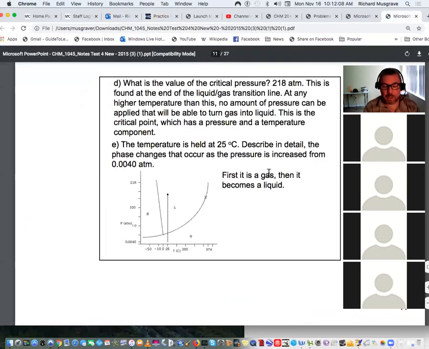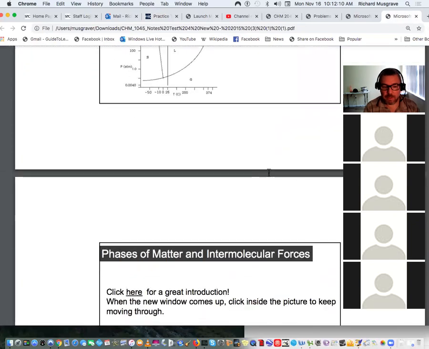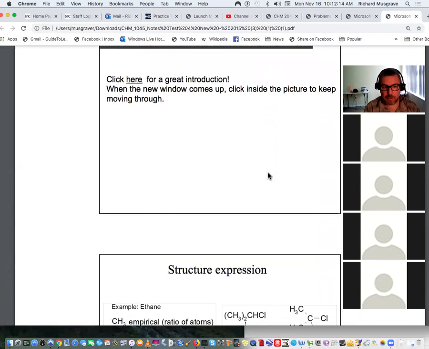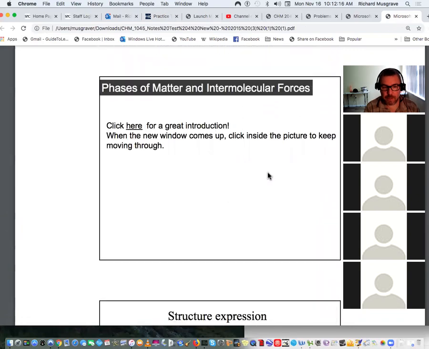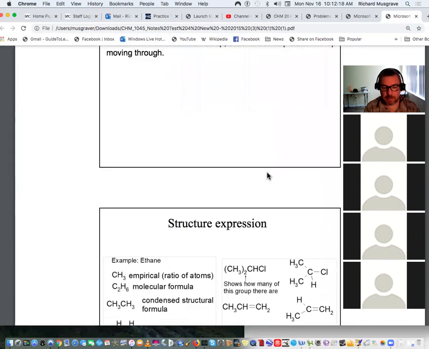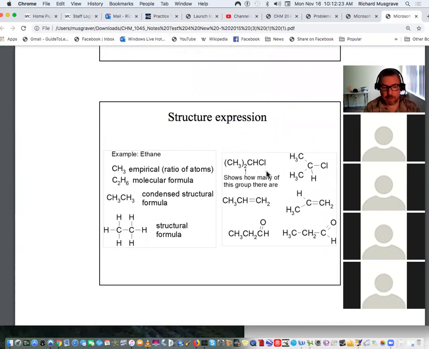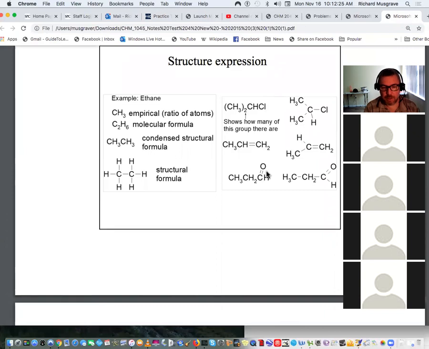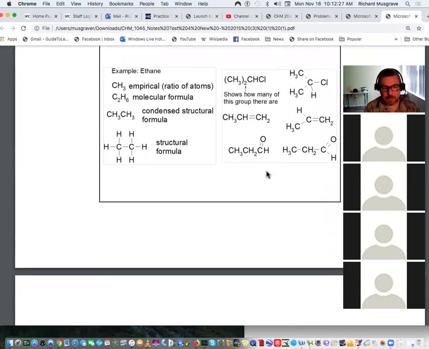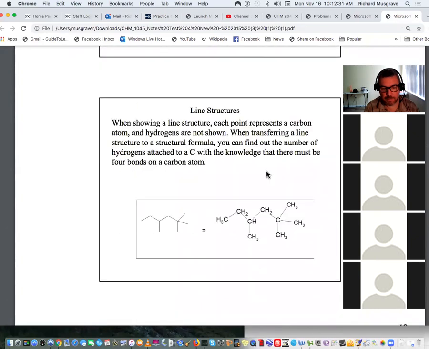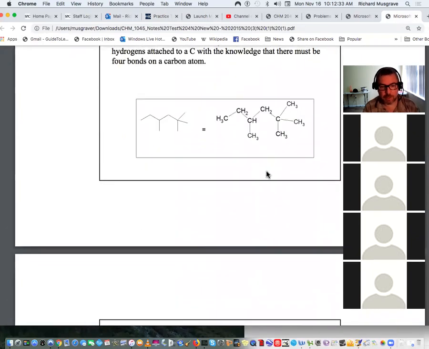All right, so again, the best thing to do is practice those. So let's look at the phases of matter and intermolecular forces here. And the other thing that's going to be important here is to be able to at least somewhat identify line structures. So let me tell you what a line structure looks like. This is a line structure.